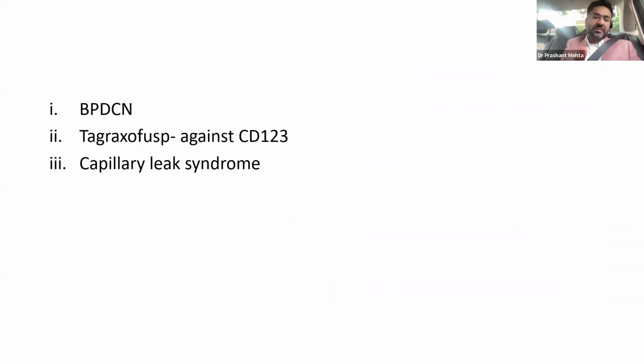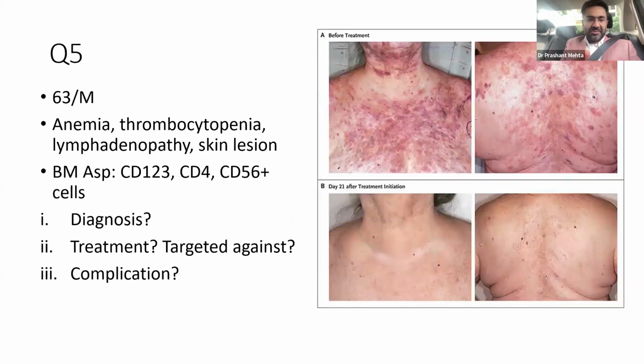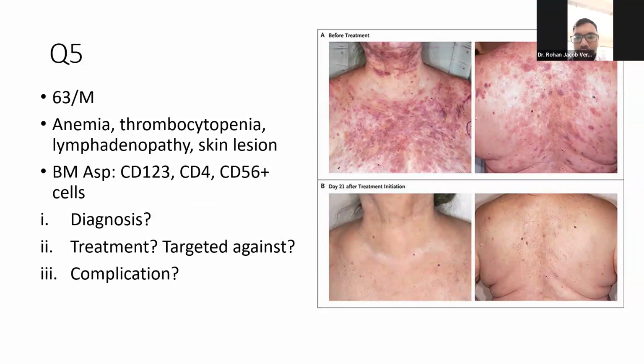So this is a patient with, go back to question 5. Anemia, thrombocytopenia, 63-year-old male, lymphadenopathy, skin lesions. And this is the characteristic flow cytometry finding: CD123, CD4, CD56 positive cells. What is the diagnosis now? It's like a spotter.